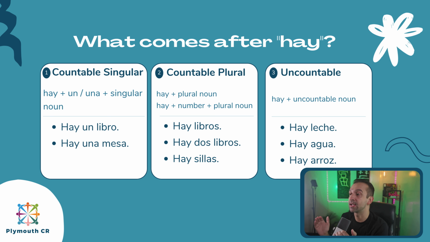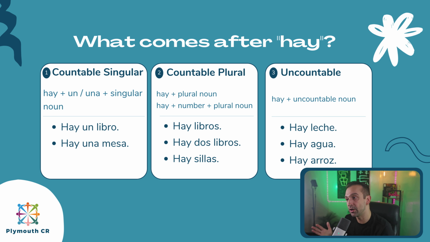Then the second case is countable plural nouns. That will be "hay libros." That just says there are books. We're not saying how many, just there are books. You can put quantifiers, numbers. For example, "hay dos libros," there are two books. And "hay sillas" would be there are chairs.